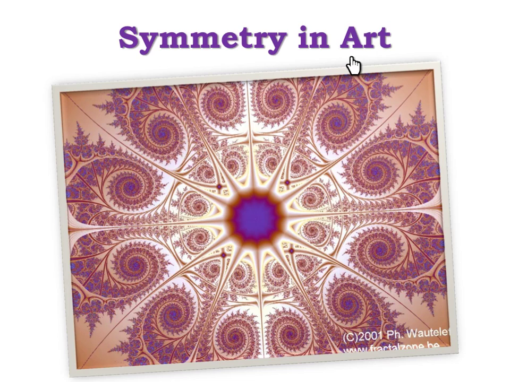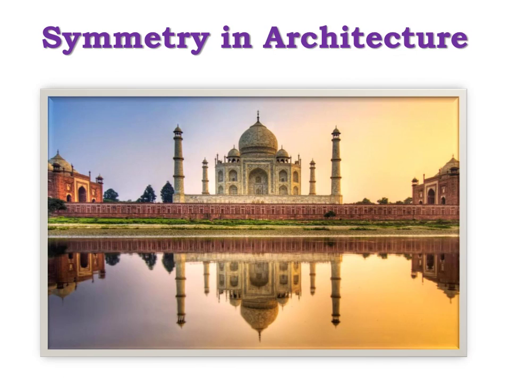For example, in art, this beautiful art piece is actually a symmetry. If you look carefully, this is a symmetric artwork. In architecture, this is the Taj Mahal found in India. This is actually perfectly symmetric, and even the reflection causes this whole Taj Mahal to be symmetric.